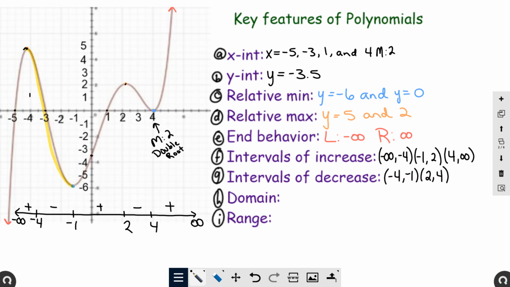Okay, let's talk about domain. Now, domain is how far the graph goes left and right. So do we have any points where it's not going to keep going in either direction? So it's all real numbers, that funny looking R. Now, range is how far the graph goes up and down.